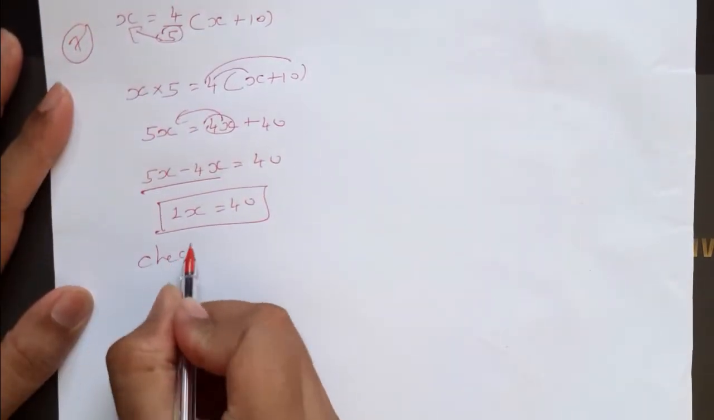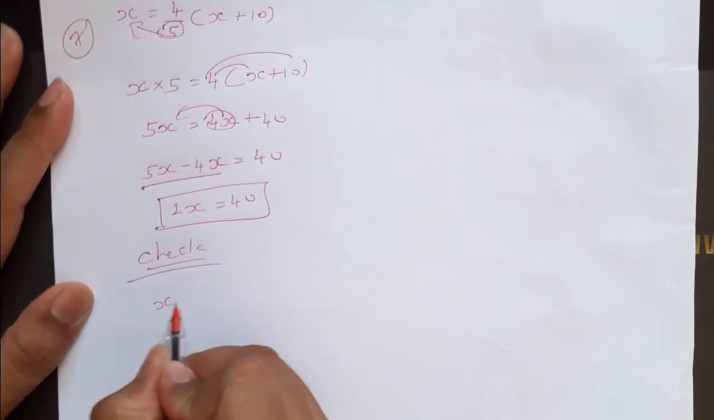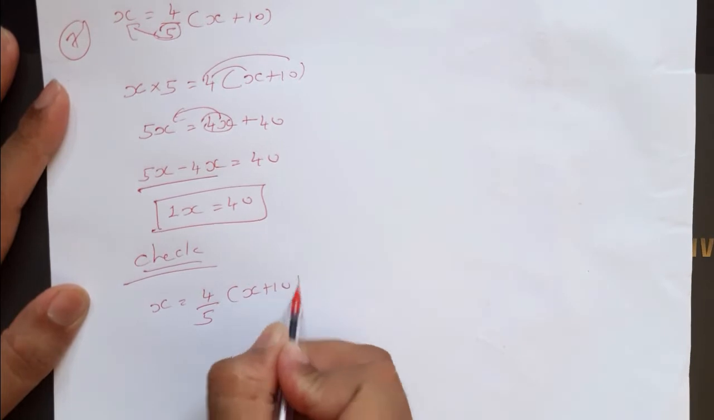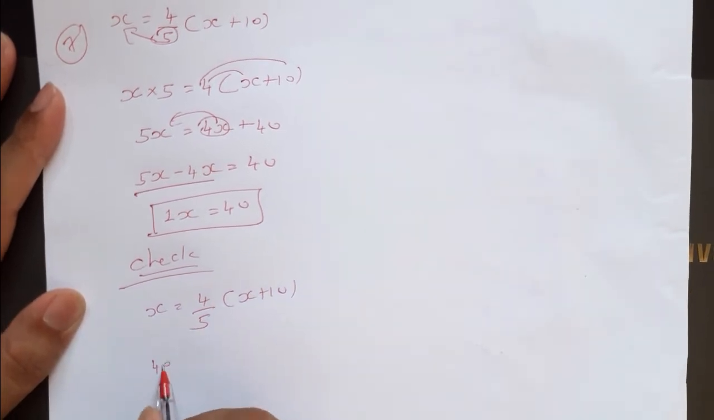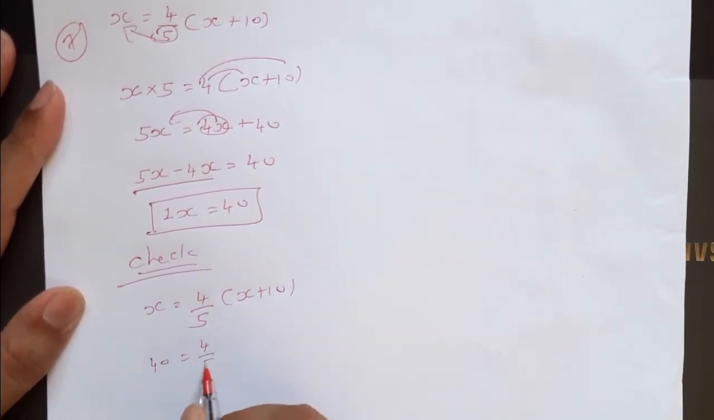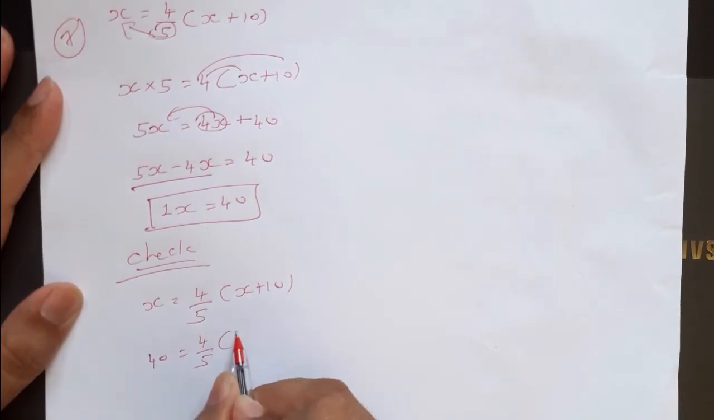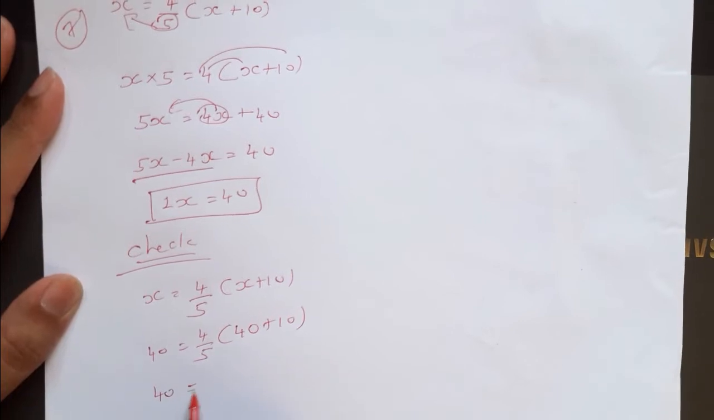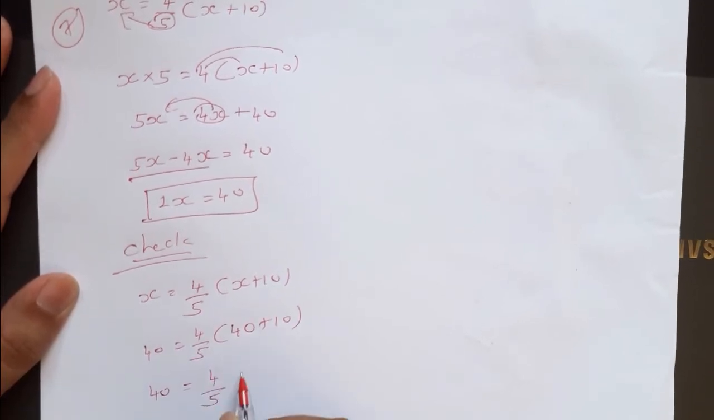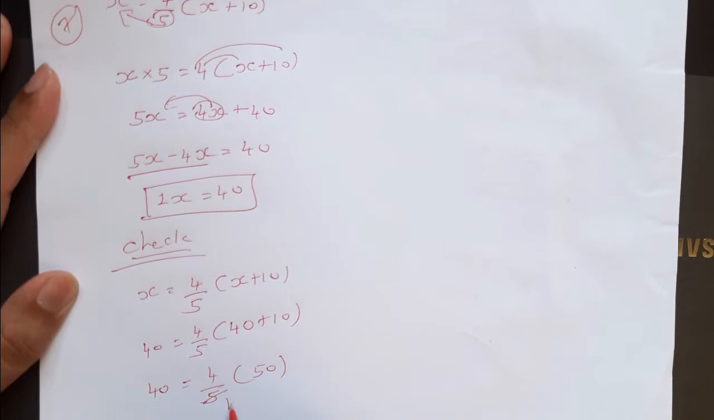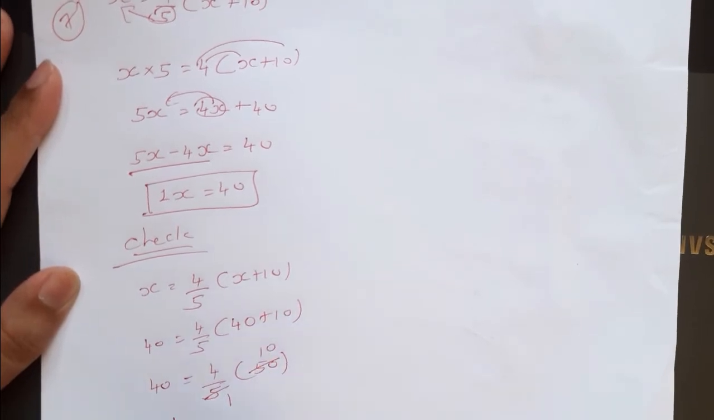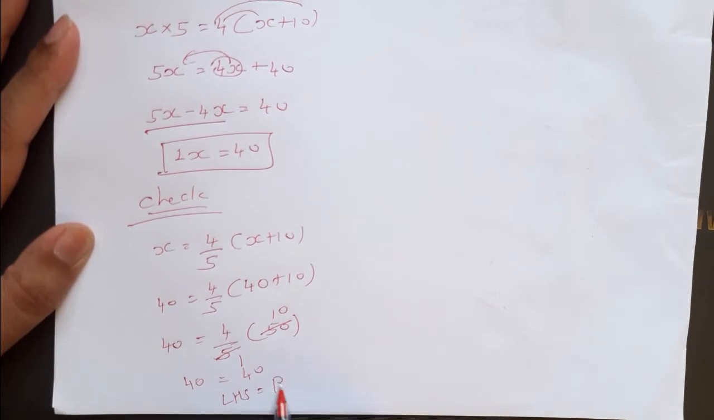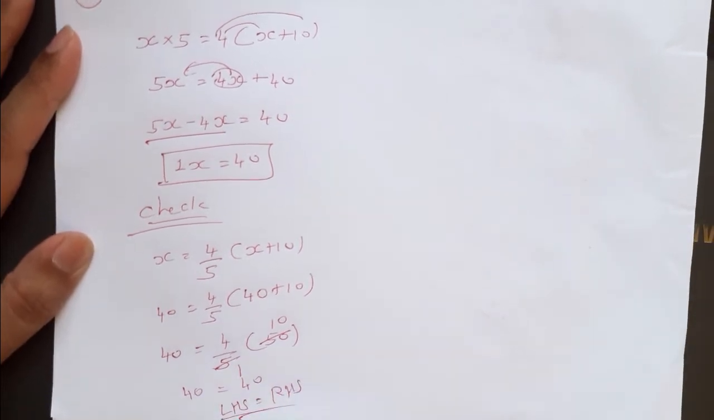Now let us check it. So here x is equal to 4 upon 5 bracket x plus 10. Now in place of x we are going to write 40. 4 upon 5, then here in place of x, 40 plus 10. Then 40 is equal to 4 upon 5 bracket 50. 5 tens are 50. So 40 equals 40. So here LHS is equal to RHS.